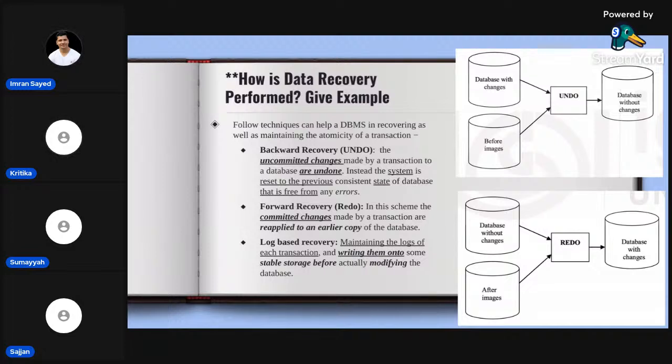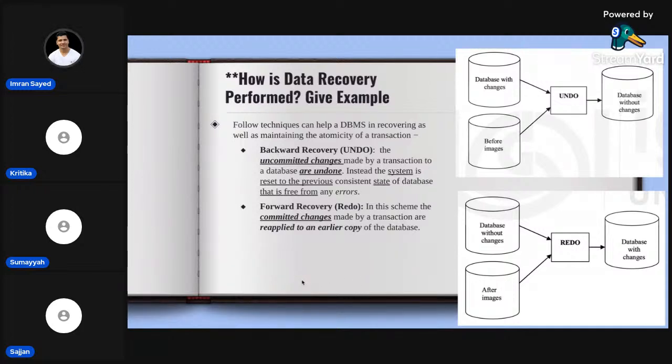Okay, coming back. Backward recovery is where uncommitted changes made by the transactions are undone. Forward recovery is where committed changes are reapplied. If you have to remember it in one sentence: uncommitted changes are undone, committed changes are reapplied. And in log-based recovery, we maintain the log of each transaction, writing them onto stable storage before modifying it.